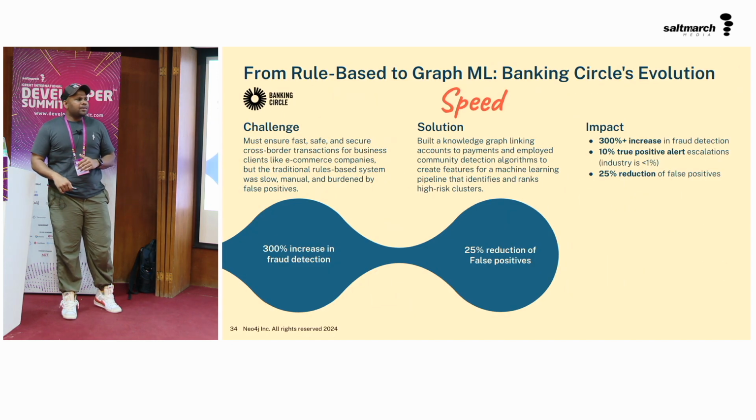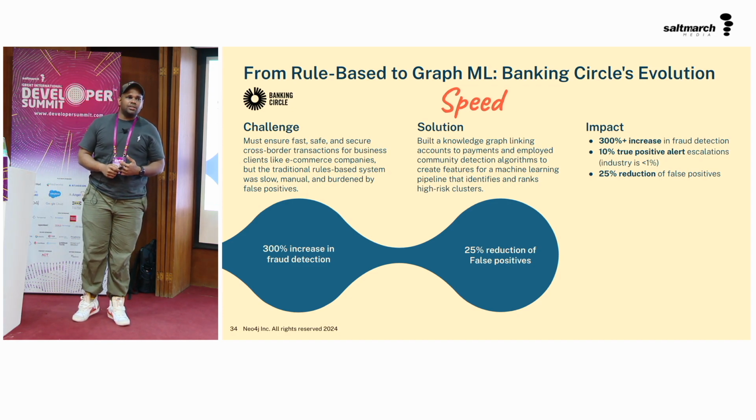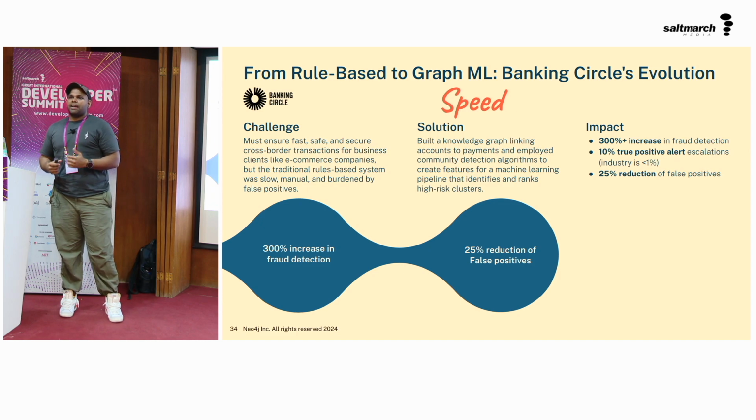So just wanted to cover 3 customers on 3 different areas. The first one was around speed. So we're working with Banking Circle. They actually provide infrastructure for financial service institutions. That means FSIs need a lot of speed. And now they're not just providing for one, they're providing for multiple. And that means they need to be able to scale and also be very fast in responding back to it.